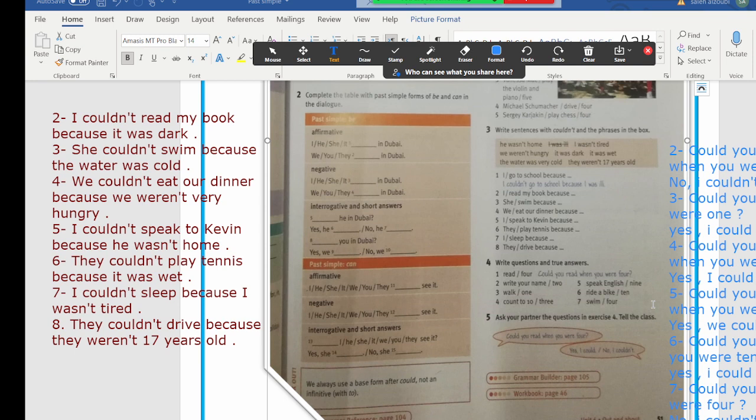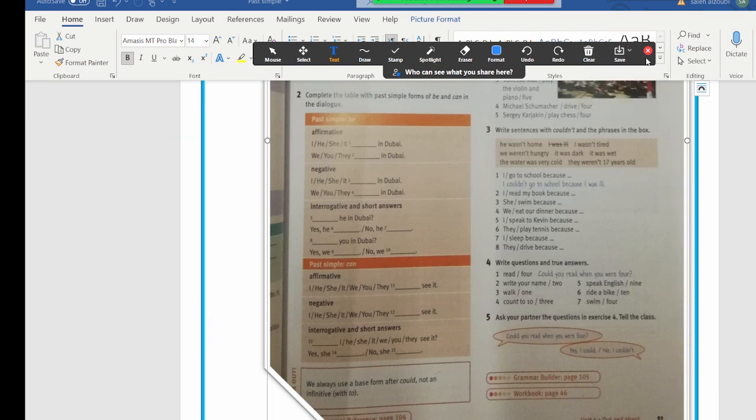Exercise number 5. Ask your partner the questions in exercise 4. Tell the class. We will discuss it in our class, inshallah. Now we finish our lesson. See you next time. Goodbye, my dear students. Bye bye.